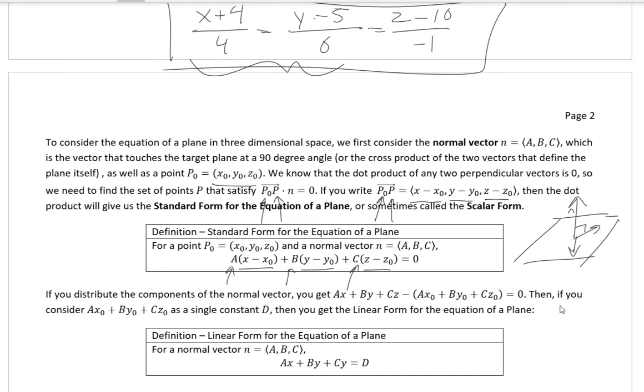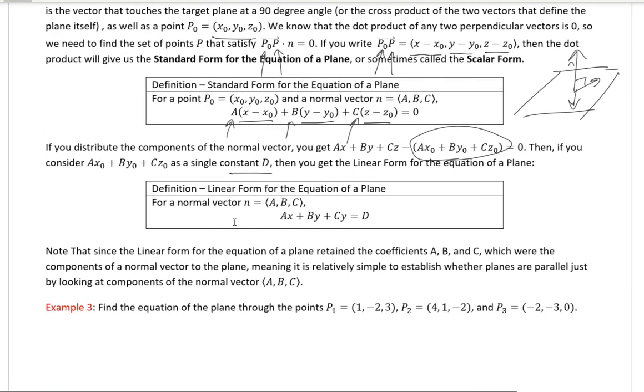If you were to multiply this out, distribute, and then you get A, B, and C multiplied by those constants x0, y0, z0, you should be able to combine all these constants together into just a single constant d. Move it to the other side, and you get what is called the linear form for the equation of the plane, which is just Ax plus By plus Cz equals d.